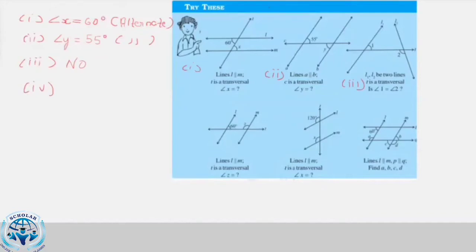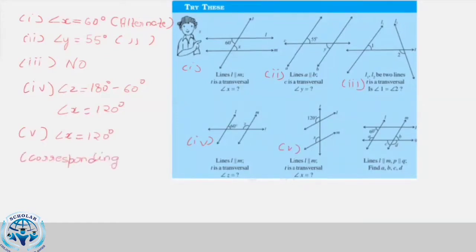In the fourth one, lines L and M are parallel, a transversal is drawn, they are asking the unknown angle. Angle 2 will be equal to 180 minus 60 degree because both are interior angles and you know interior angles are supplementary. So, when we subtract 60 degree from 180 degree, we will get 120 degree. In the fifth one, lines L and M are parallel, transversal is drawn. So, corresponding angles are equal when the lines are parallel. So, the unknown angle will be of 120 degree.